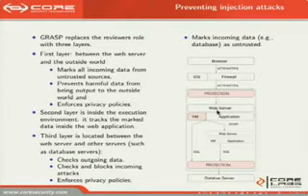So GRASP is located in these three layers. The first layer, which is between the web server and the outside world, marks all incoming data from untrusted sources and prevents harmful data from being output to the outside world. And there also privacy policies are enforced, which are defined over the data.